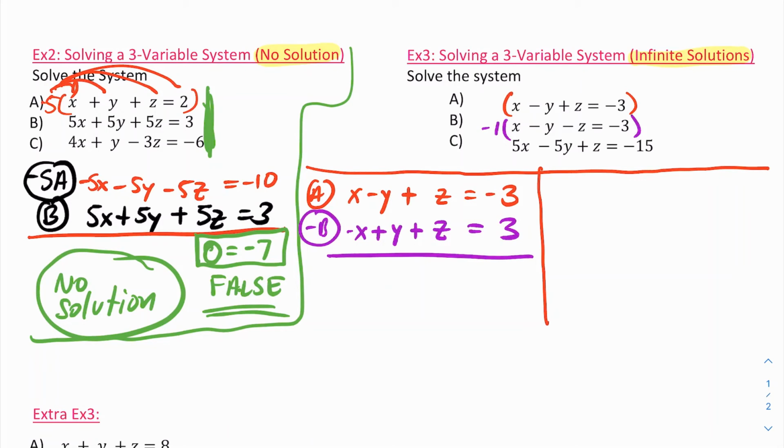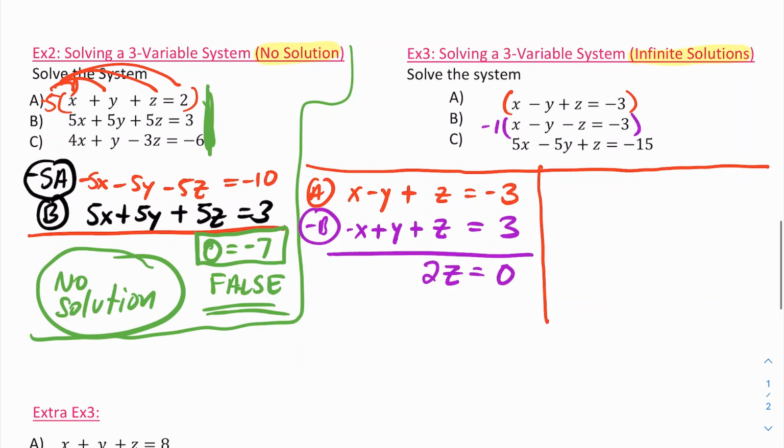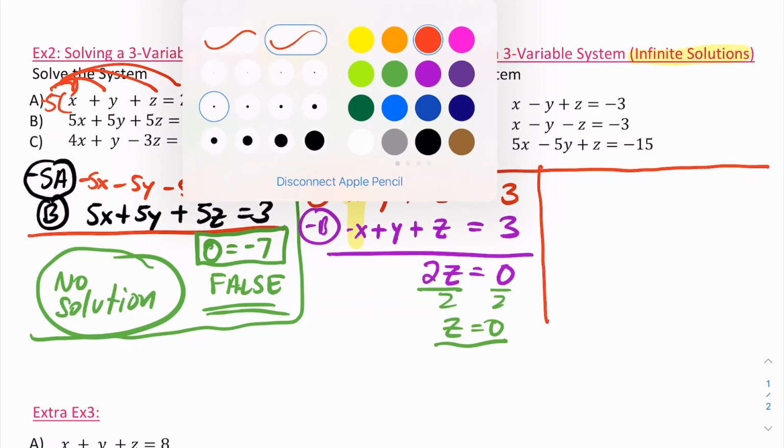So the x's cancel, the y's cancel. The z's do not cancel, so I don't want you to think the z's cancel. So in this case, we have 2z equals 0. So you can solve this problem. You just divide both sides by 2, and z is equal to 0. So we have one answer. Okay, now that I know that z is equal to 0, I actually have an answer here.